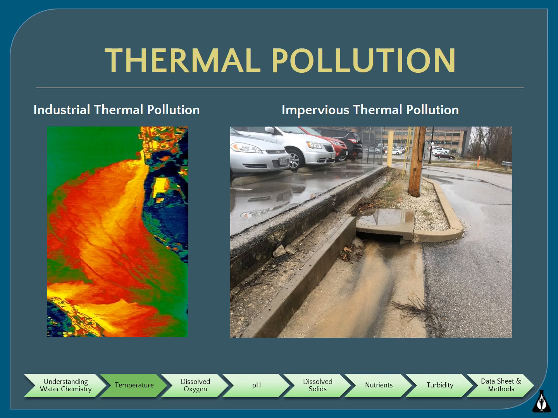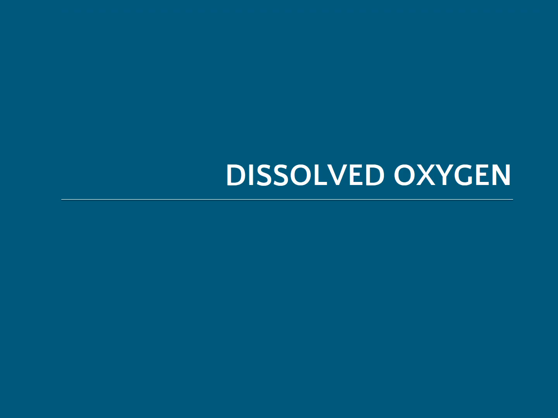Also to note here that many storm drains are connected directly to streams in urban areas. So this can have a big impact to aquatic life in urban areas if they can't withstand the increased temperatures of the streams. The next parameter that we're going to go over is dissolved oxygen.